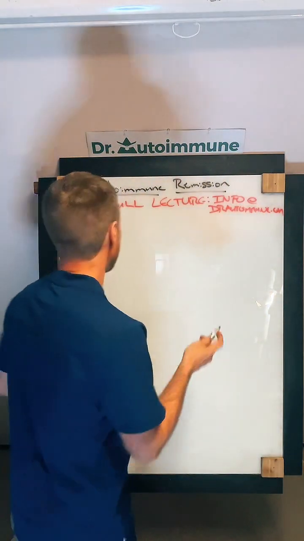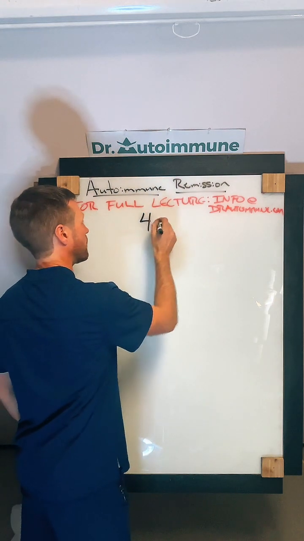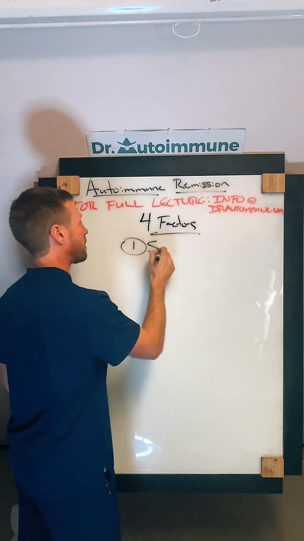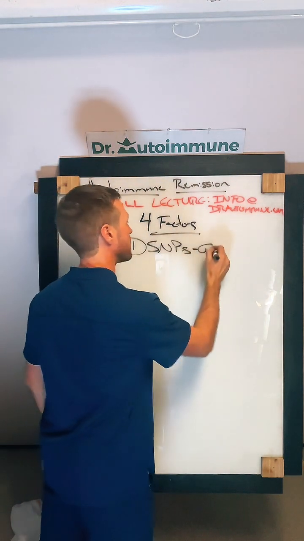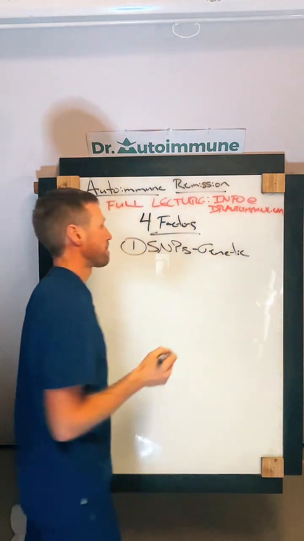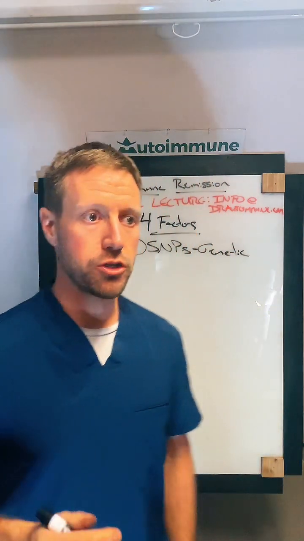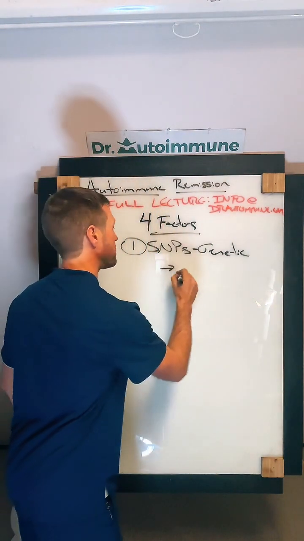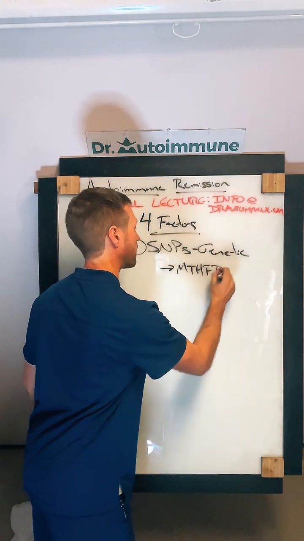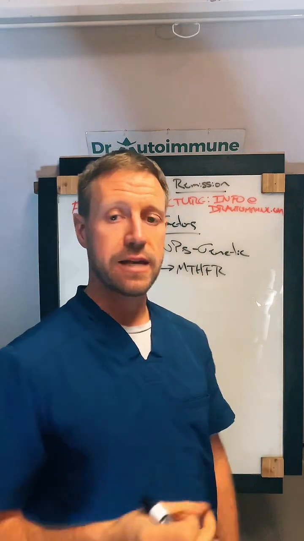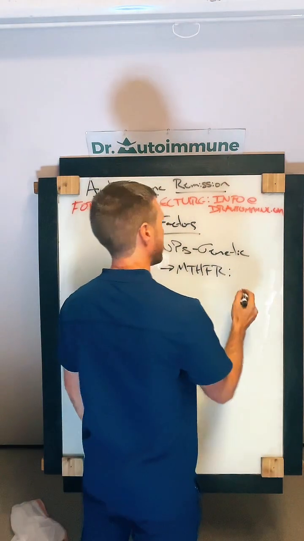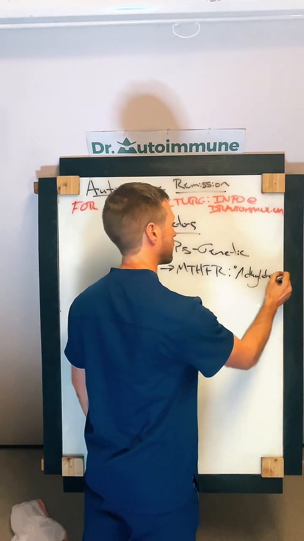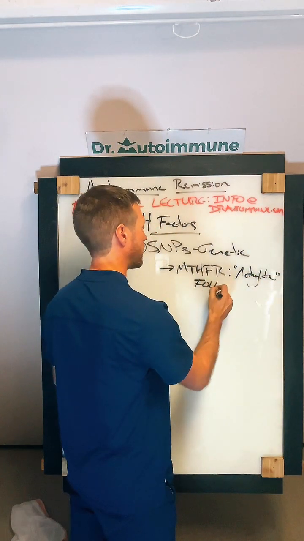Again, there are always 4 factors. Number 1 is what we call single nucleotide polymorphisms, and that's the genetic example. The number 1 most common genetic issue that predisposes towards autoimmunity is MTHFR, methylenetetrahydrofolate reductase. What is that doing? It's allowing you to methylate folate.